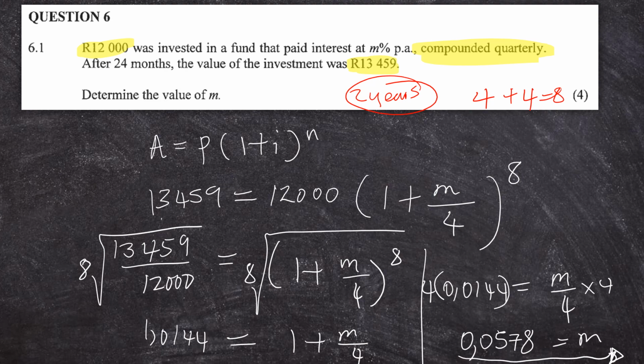But remember, M is in percentage, so we can also multiply this by what? By 100, so that we convert it into being M%. So our M will finally be what? Will finally be 5.78%. So that's our value of M.